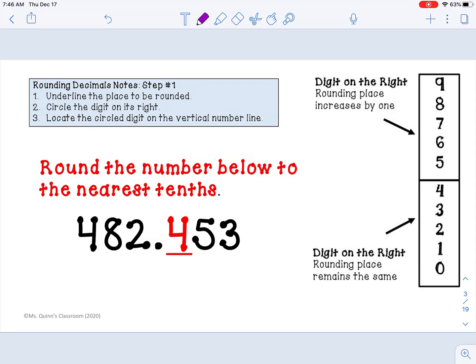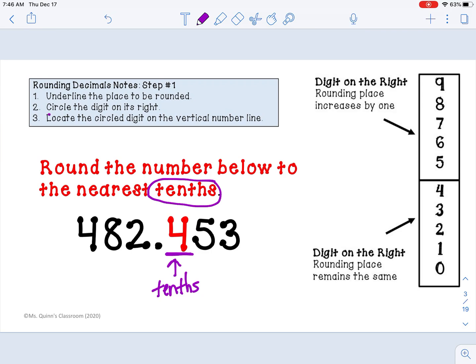All right, so we're going to look at this number. We have 482 and 453 thousandths. And the instructions tell us that we want to round the number below to the nearest tenths. Okay, so there's some steps that we're going to do. So this is our tenths place right here. Remember, the tenths place is the one that comes right after the decimal point. So that is the digit that we are going to round.